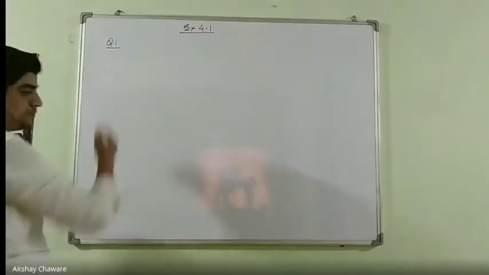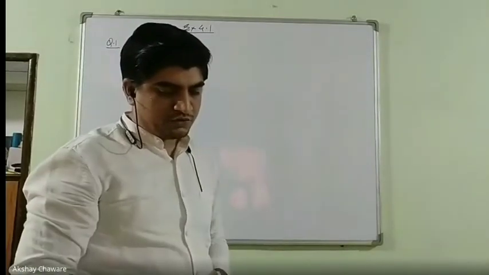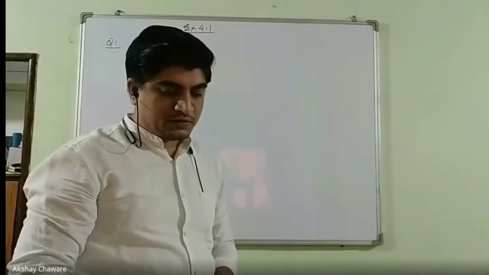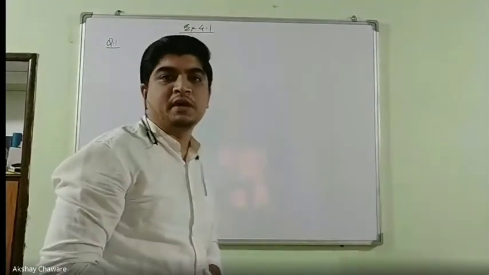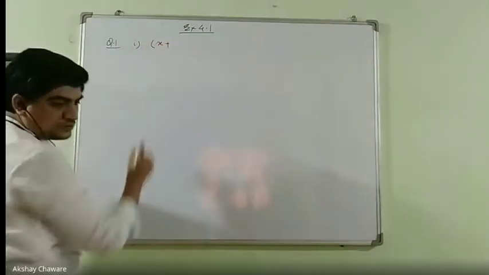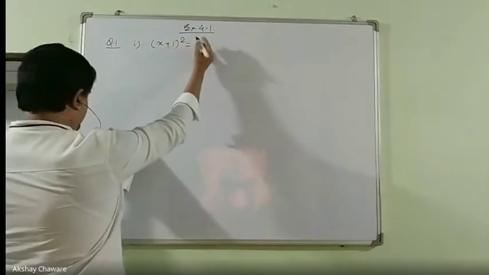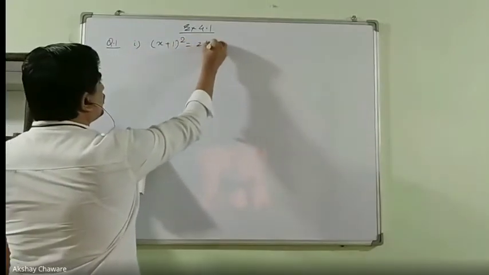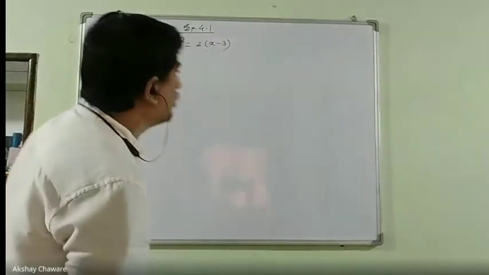Question number 1. Check whether the following are quadratic equations or not. First is x plus 1 whole square equals 2 into x minus 3. We have to check whether this equation is quadratic or not.